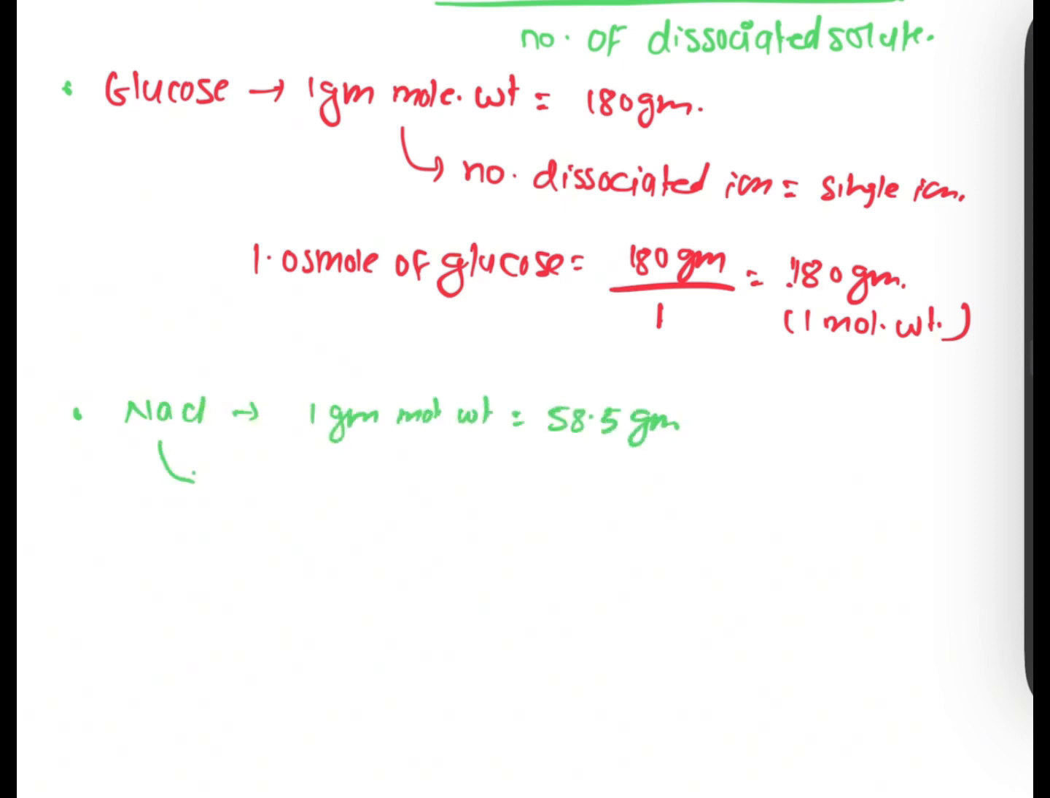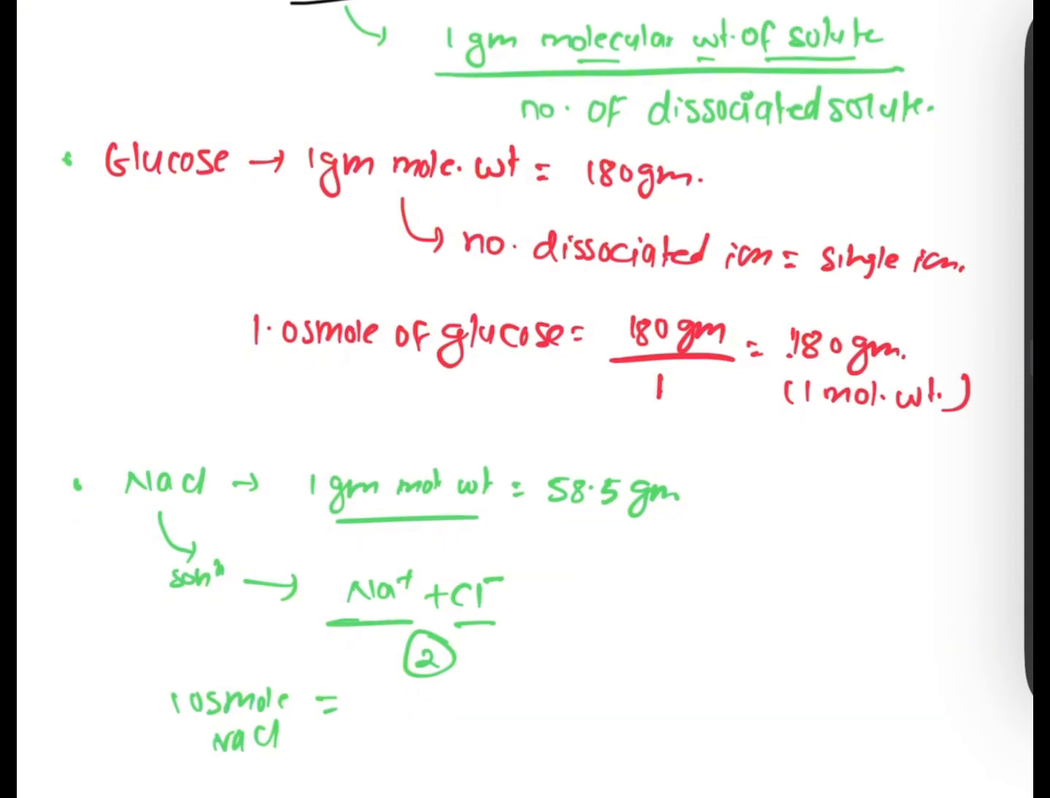In case of NaCl, NaCl is dissociated into 2 ions. So 1 osmol of NaCl, putting in the formula, 1 gram molecular weight of solute divided by the number of dissociated ions, equals 58.5 gram divided by 2.